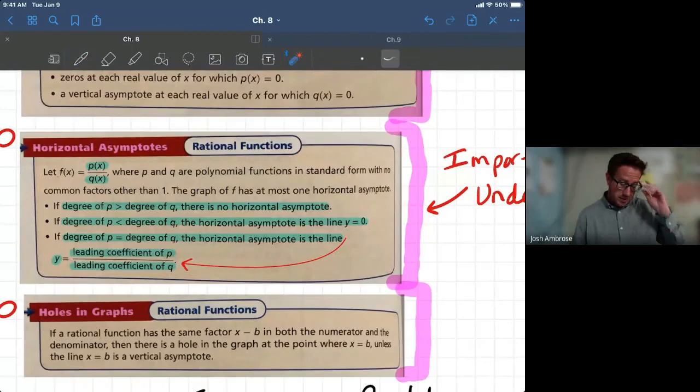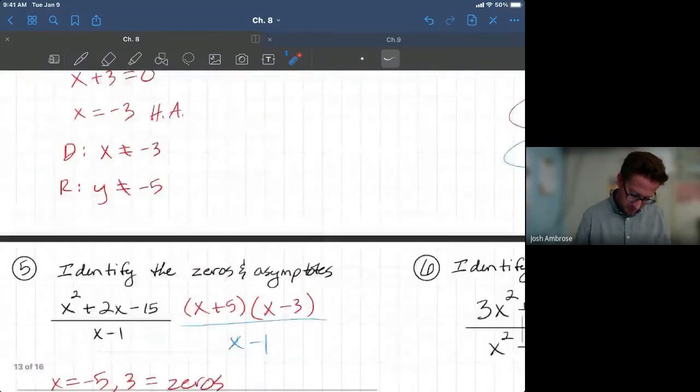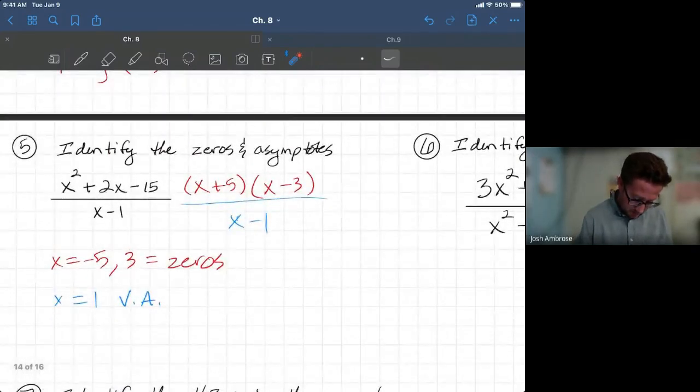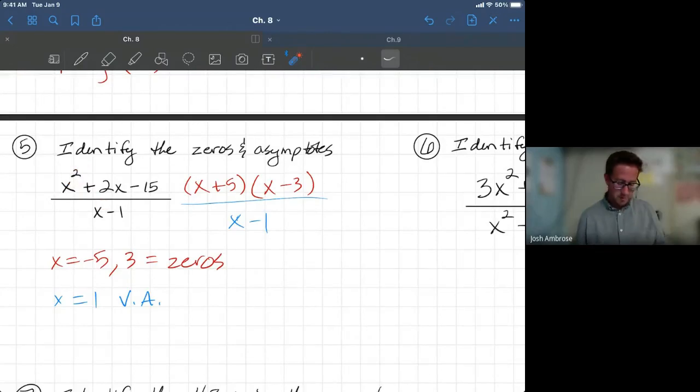Okay, so you're looking at the degree. You remember the degree is the exponent. So if the degree of p, by the way, p is on top, is bigger than the degree of q, and q is on the bottom. So let's take a look at that. Does it fit those parameters? It does. All right, so here's the degree on top, bigger than the degree of 1 on the bottom.